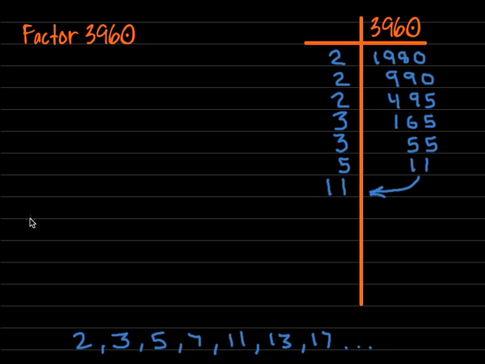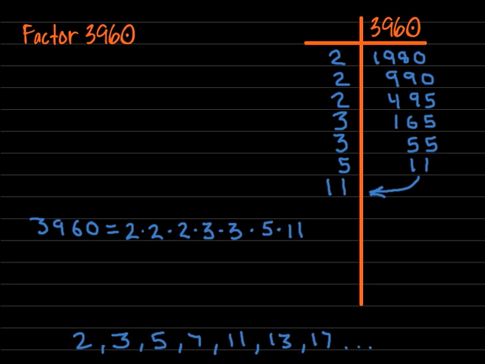So I can say 3,960 is the same as, or equals, 2 times 2 times 2 times 3 times 3 times 5 times 11. And if you were to put those in your calculator, you would see that that's true.